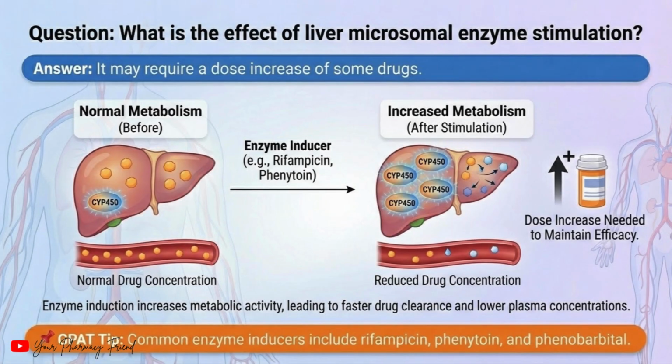What is the effect of liver microsomal enzyme stimulation? Stimulation of liver microsomal enzymes can require a dose increase for some drugs. When enzyme activity is increased, drugs metabolized by these enzymes are cleared faster, potentially reducing therapeutic plasma concentrations. Common inducers include rifampicin, phenytoin, and phenobarbital, and dose adjustment may be necessary to maintain efficacy.